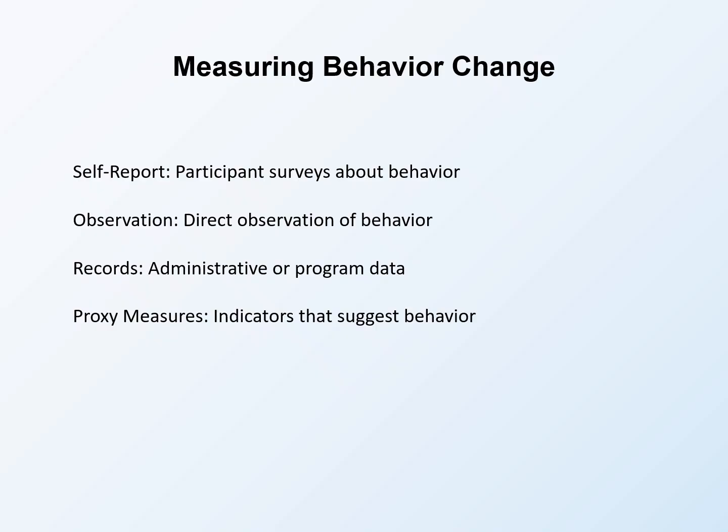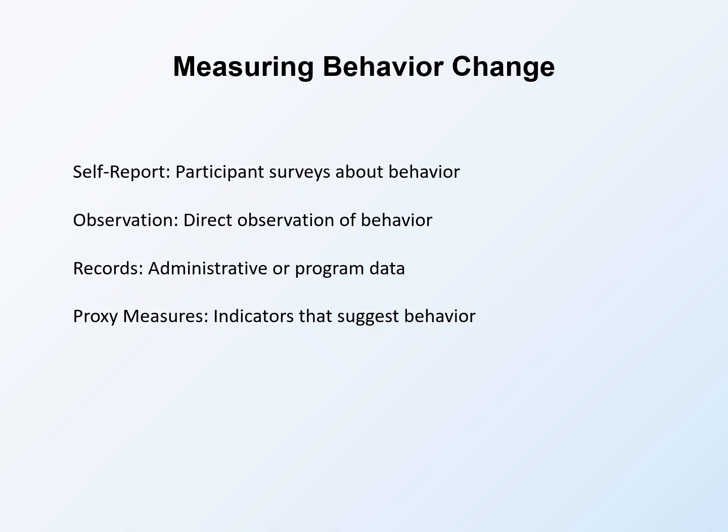Self-report involves participant surveys or interviews about their behavior. This approach is common and relatively inexpensive to implement, but is subject to social desirability bias. People may report what they think they should do or what they believe the program wants to hear, rather than what they actually do in practice. Self-report is most useful for behaviors that are not socially sensitive.